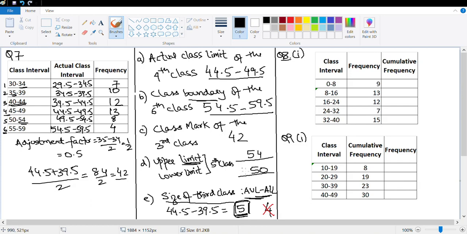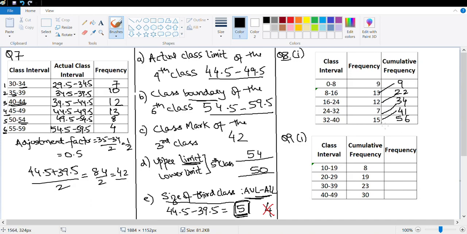Let's look at question number 8, part 1. Construct a cumulative frequency distribution table from the frequency. So I've given you an example earlier. Let's do it. So this is 9. I add 9 and 13. That gives me 22. I add 22 plus 12, that gives me 34. I add 34 plus 7 gives me 41. 41 plus 15 gives me 56.